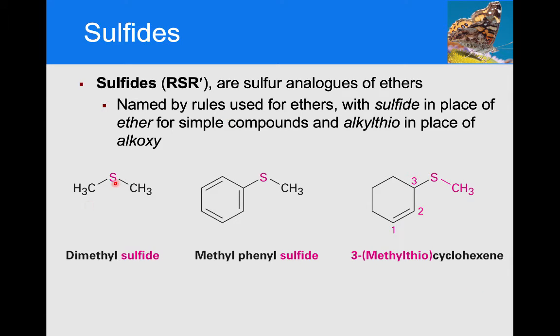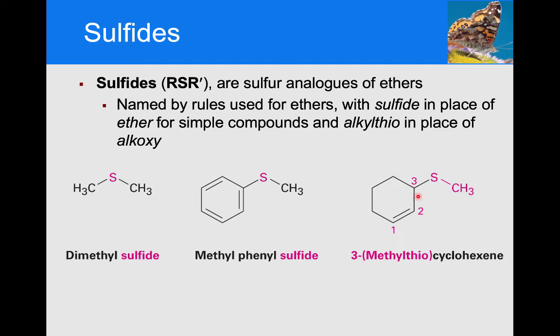For sulfides, the sulfide is the sulfur analog of the ether. So these would all be ethers if you replace these sulfurs with oxygen. They're not, we have sulfur here, so we call these sulfides. Just like with simple ethers, you can have simple sulfides. You name both alkyl groups followed by sulfide: dimethyl sulfide, methylphenyl sulfide.